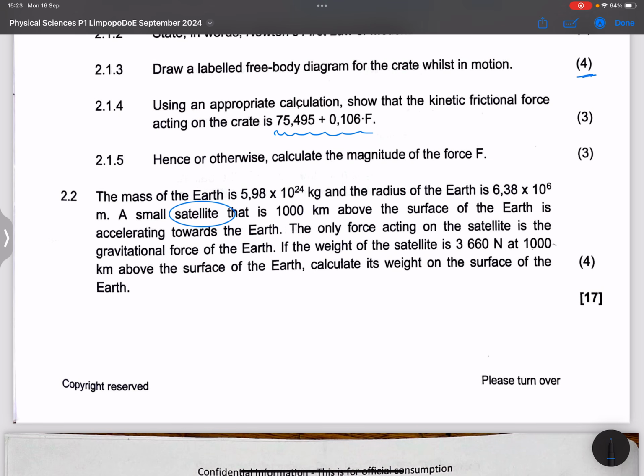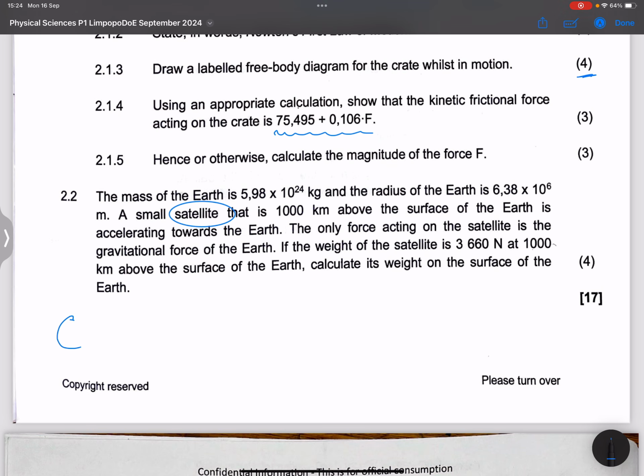They say the only force acting on the satellite is the gravitational force of the Earth. They say if the weight of the satellite is 3,660 newtons at 1,000 kilometers above the surface of the Earth, calculate its weight on the surface of the Earth. Now, I want you to really think about it, ladies and gents.